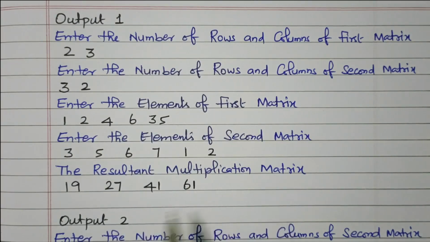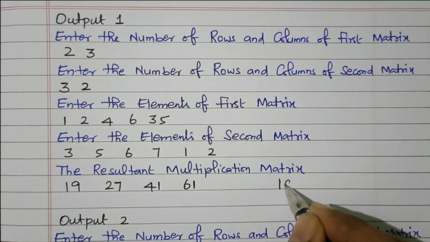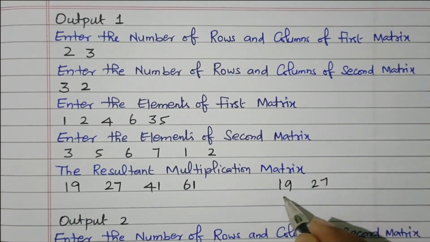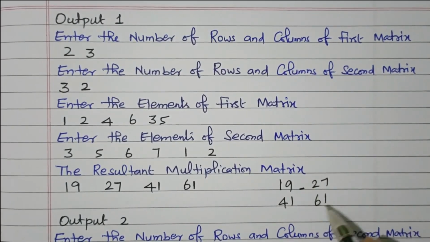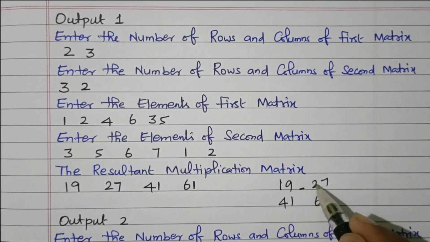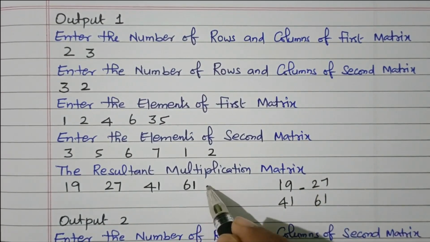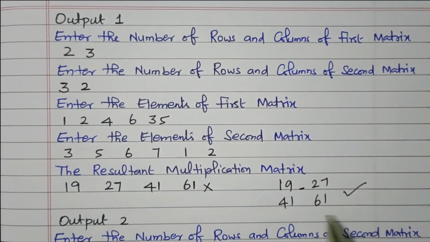So the resultant matrix is 19, 27, 41, 61. But it will not display like that. Because we use the tab here and also \n here, it will go to the next line, right? It will not print like a single line, it will print in a matrix format. First element, tab, second element. Thereafter go to the next line, first element, tab, next element. So it will print in a matrix format, right?